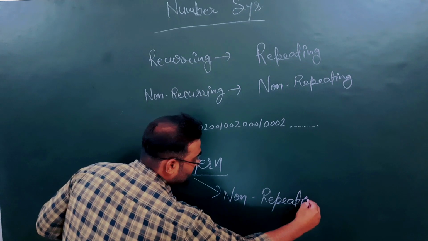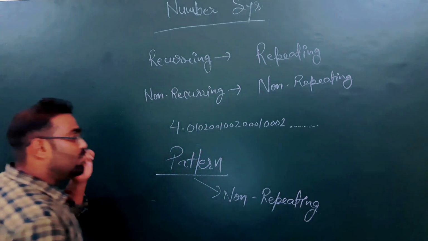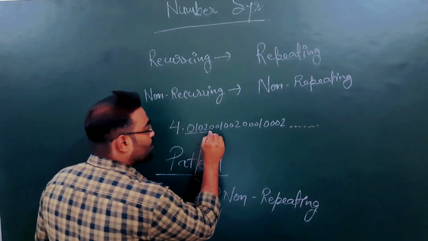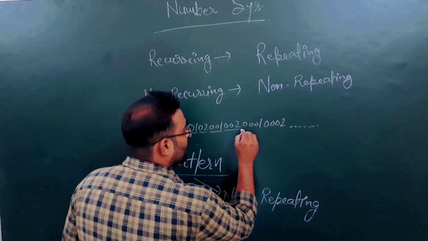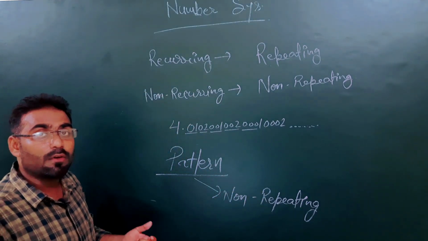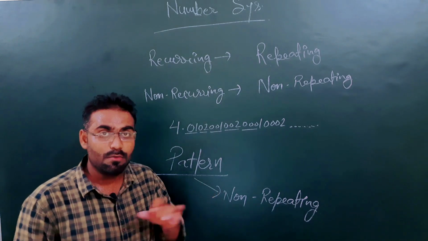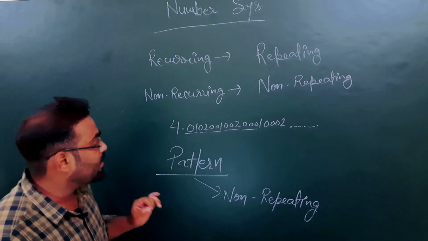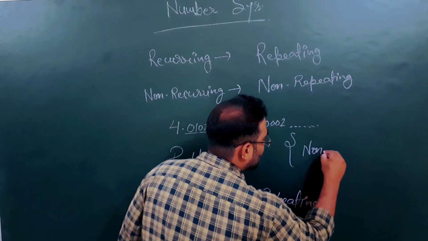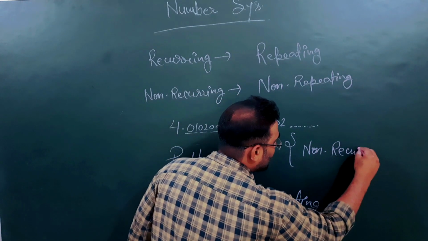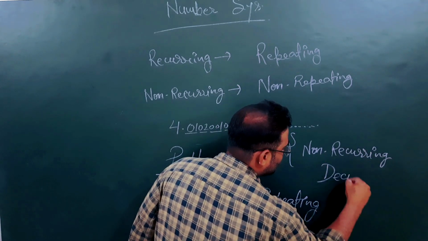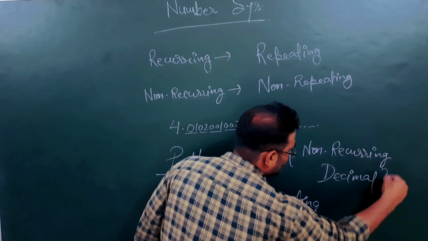So friends, where is the pattern? You will say, sir, there is a pattern in a way that first you write 0102, then you wrote 001 and 002. So here you got a pattern, but is that pattern repeating? No, of course not, absolutely not. That pattern is not repeating. And if that pattern is not repeating, this is a perfect example of a non-recurring decimal. Clear?